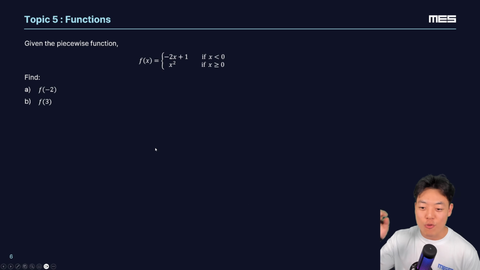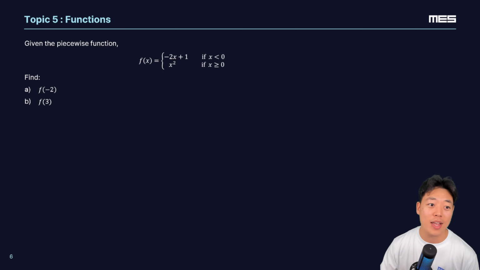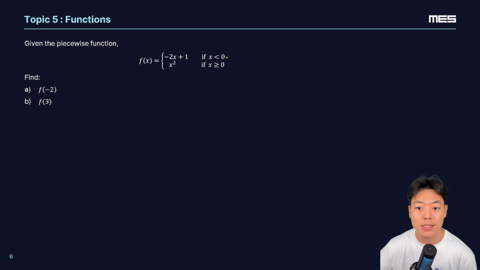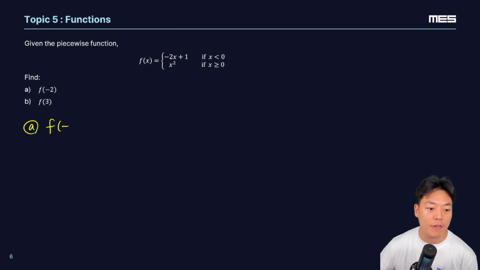Last topic that you must know in Algebra 1 are piecewise functions and just functions in general dealing with domains. Now, f of x is equal to negative 2x plus 1 if x is less than 0, and f of x is equal to x squared, a quadratic equation, if x is greater than or equal to 0. So for letter A, I want to find f of negative 2. So where does negative 2 go? This means that x is equal to negative 2.